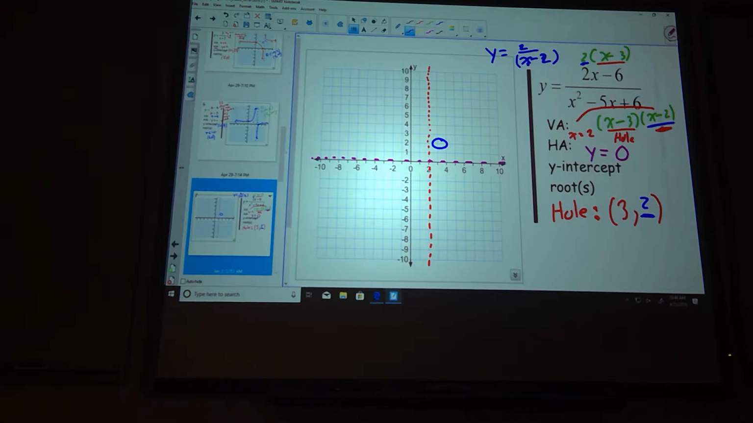Oh yeah. So if your degree on top and degree on bottom are equal, and let's say the coefficients, the numbers in front of them, are like -3 over 2, then we'd have -3 halves. Okay. All right.